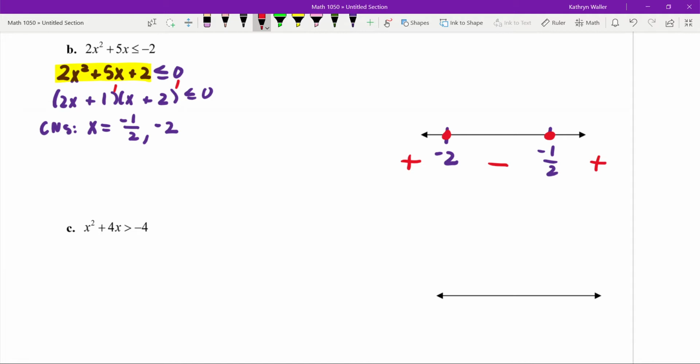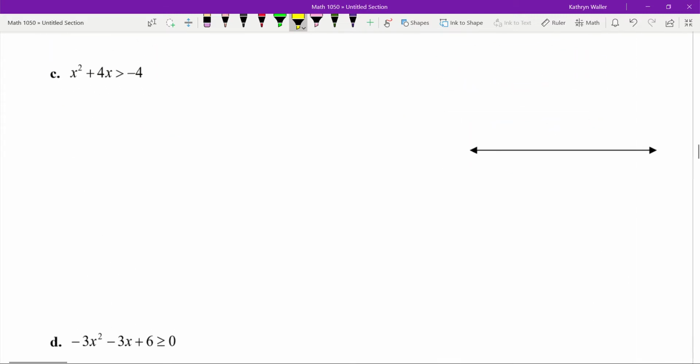So I'm good. Okay. I want to know where it's less than 0. That would be negative. So it's here. So my answer in interval form is negative 2 with a bracket to negative 1/2 with a bracket. And there's my answer. Who says easy? Let me see up high. Okay, yay.